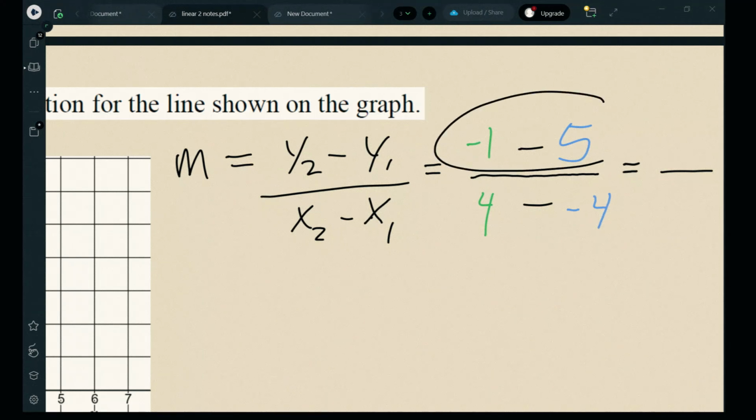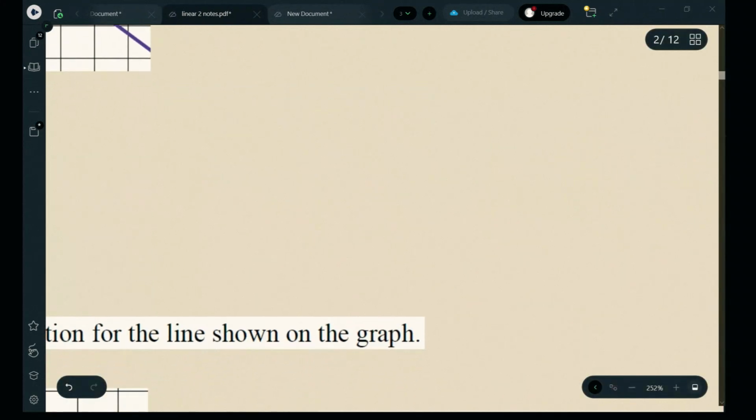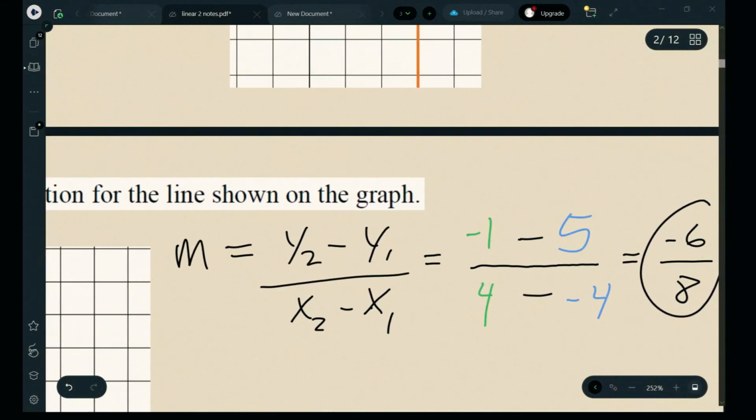So on the top here, negative 1 minus 5 is a negative 6. On the bottom, 4 minus negative 4. Remember, when you subtract a negative, that's the same as adding a positive. So that's like 4 plus 4. That's an 8. So here's our slope. But let's see if we can simplify that.